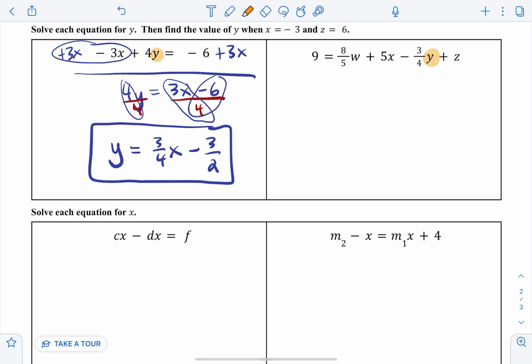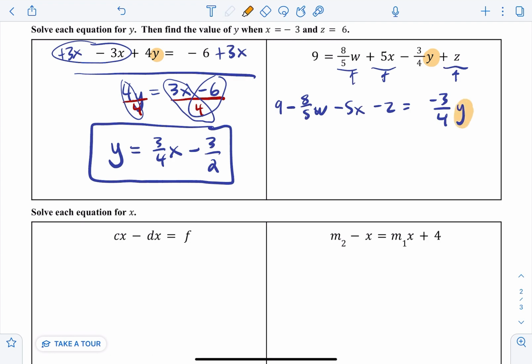In the other one right here, there's just the one single occurrence of y. So all of these other terms that you see right here, we're going to have to get to the other side. Since all of those three terms here are positive, you're just going to have to subtract all of those terms from both sides. So really it just means you're going to get 9 minus 8/5 w minus 5x minus z all on that side. And then be careful, because that is a negative 3/4 right there, negative 3/4 times y on that side.